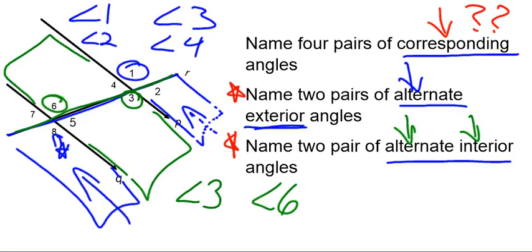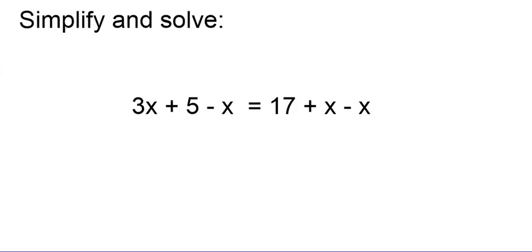So angle 3 corresponds with angle 6. So we have that relationship. All right, that is our extensive review of transversals. So let's talk about what else this lesson is all about.